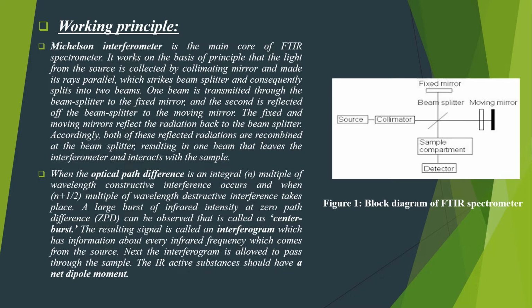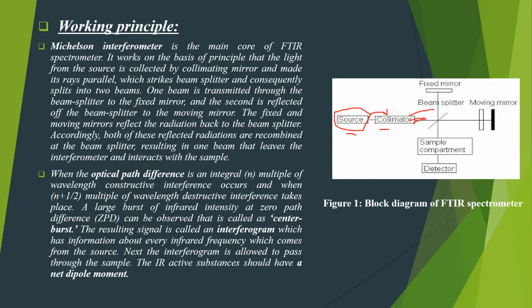Let us see the working principle. What happens? These are the instruments with which FTIR spectrometer is built up. This is the source. This is the collimator. What happens? Infrared radiation will go to this collimator. The work of a collimator is to direct parallel rays of light to this beam splitter.